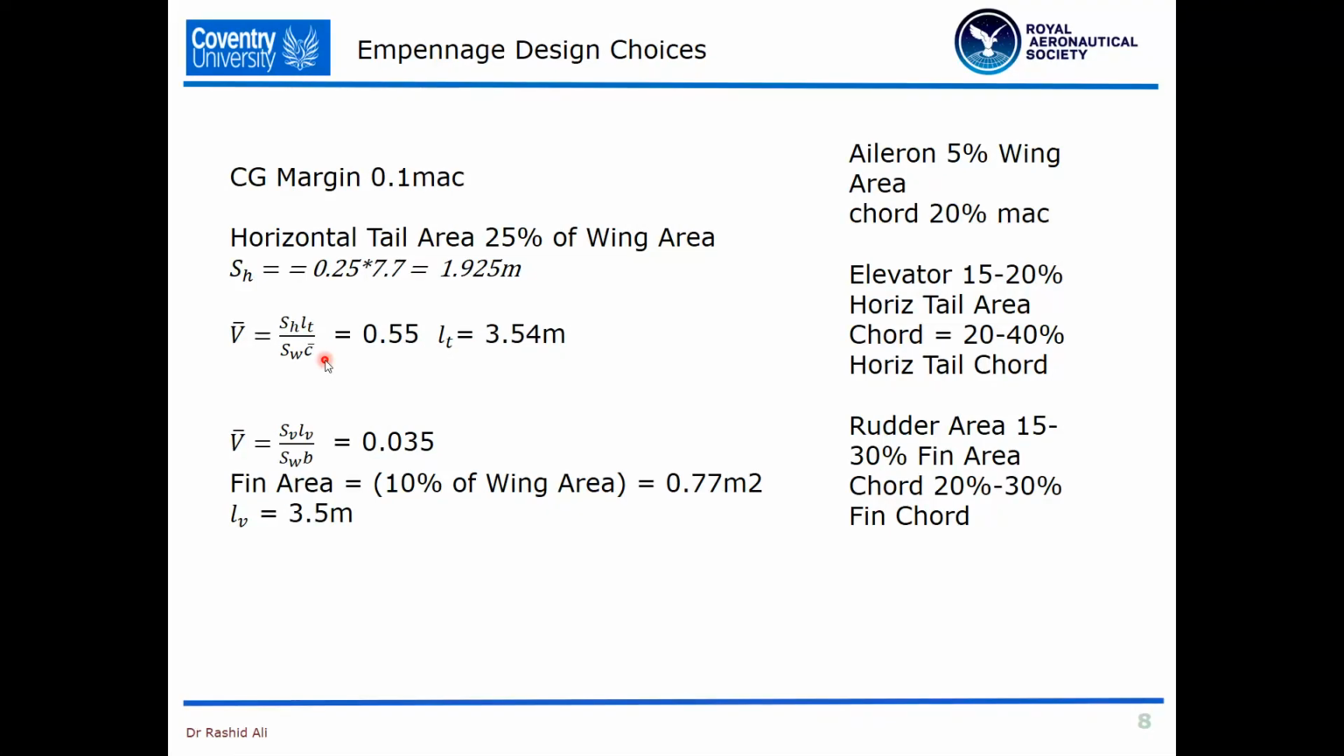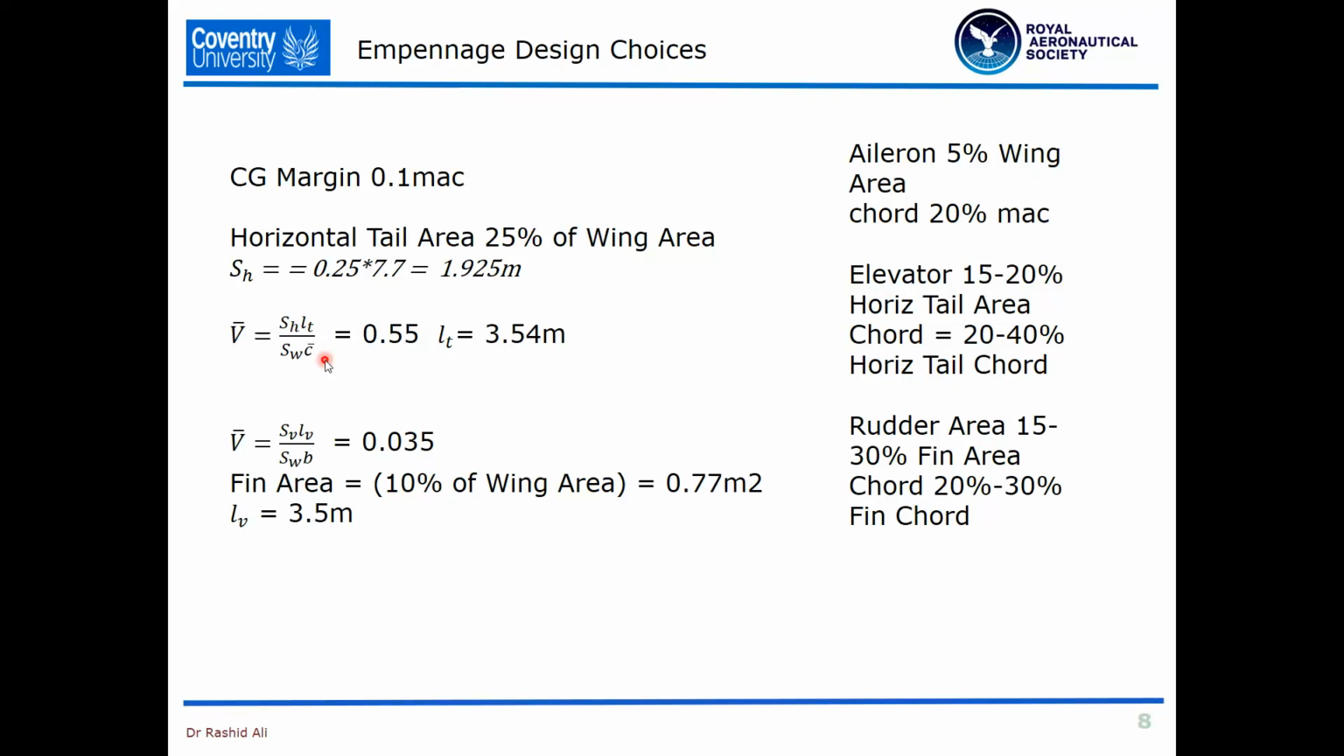Just again, a very quick reminder that the center of pressure would be around the quarter chord. Okay, so this distance, the tail arm, is quarter chord to quarter chord. So quarter chord of the main wing to the quarter chord of the horizontal tail.